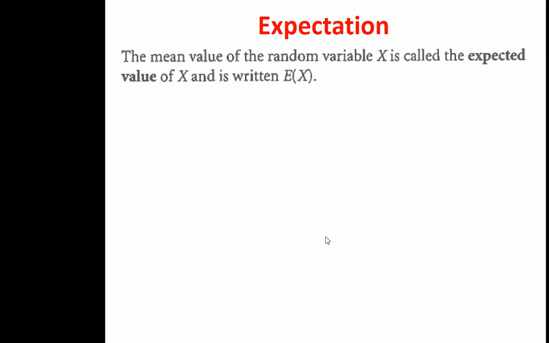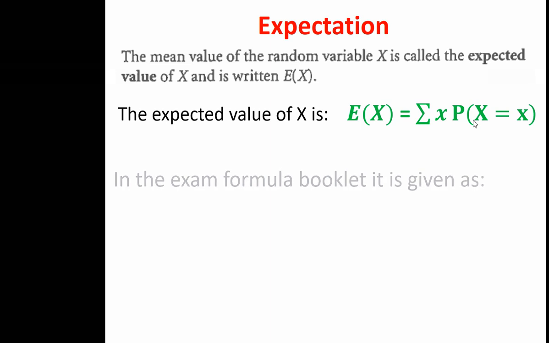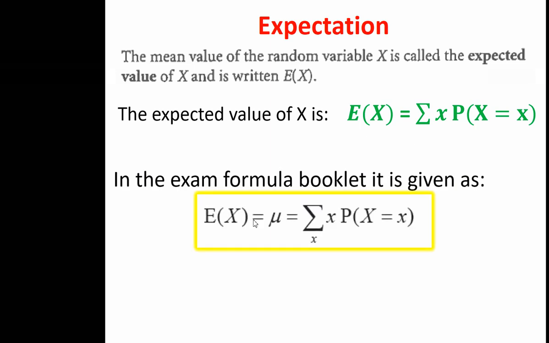So continuing on with this idea of expectation, the mean value of the random variable x is called the expected value of x and is written E of X. So this is some more notation. The expected value of x, E of X, is the sum of x multiplied by the probability of x. In the formula booklet, it's given to you as E(X) equals mu, which is the sum of x times the probability that X equals x.